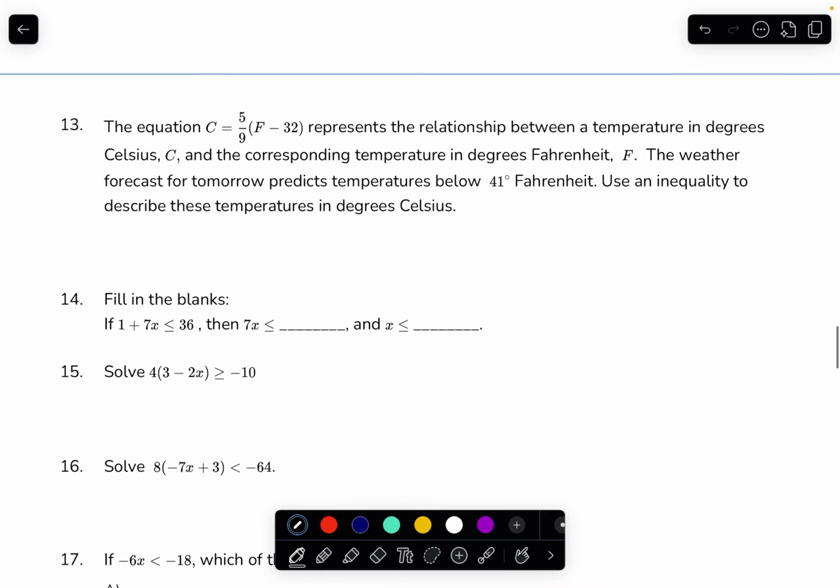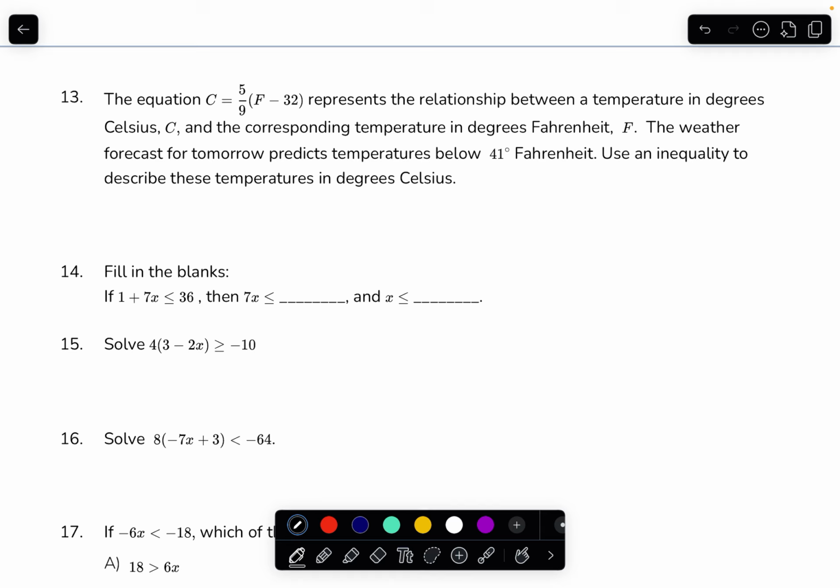Okay, 13. The equation C equals 5/9 times (F minus 32) represents the relationship between degrees Celsius, C, and Fahrenheit, F. So this is how you go between the two temperature scales. For whatever reason, we use Fahrenheit. I'm used to Fahrenheit, but the majority of the world uses Celsius. And Celsius makes more sense because it's based off of 0 for the freezing of water. Water freezes at 0 degrees Celsius, and boils at 100 degrees Celsius. That kind of makes sense.